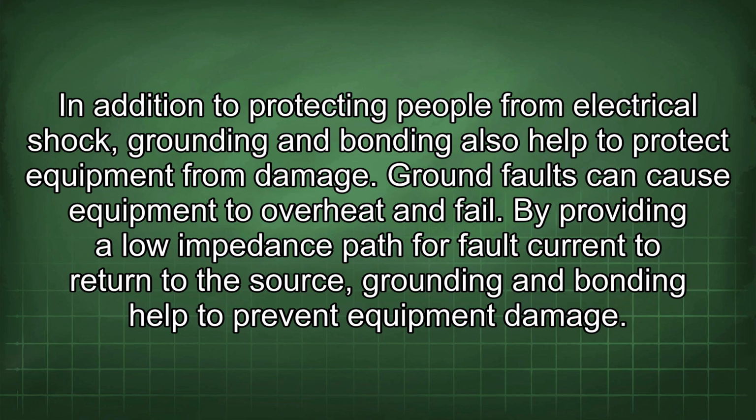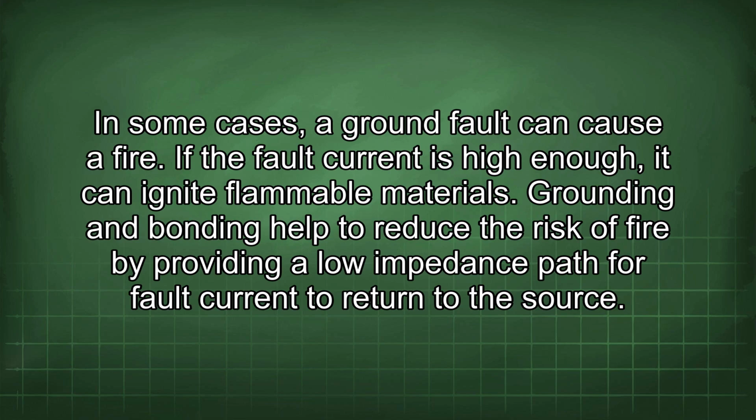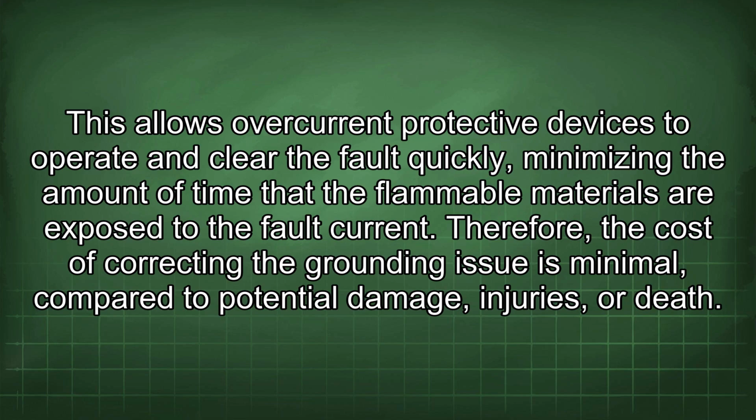By providing a low impedance path for fault current to return to the source, grounding and bonding help to prevent equipment damage. In some cases, a ground fault can cause a fire. If the fault current is high enough, it can ignite flammable materials. Grounding and bonding help to reduce the risk of fire by providing a low impedance path for fault current to return to the source. This allows overcurrent protective devices to operate and clear the fault quickly, minimizing the amount of time that the flammable materials are exposed to the fault current. Therefore, the cost of correcting the grounding issue is minimal compared to potential damage, injuries, or death.